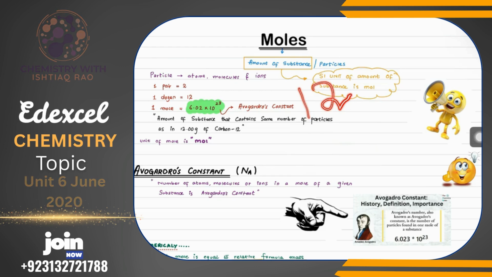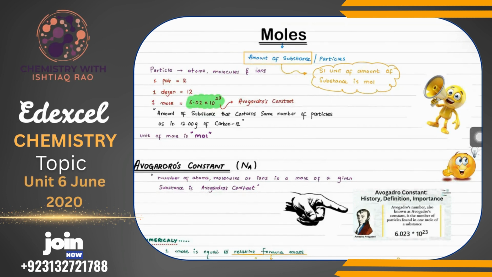Mole itself has no unit, but when you get your answers, you are supposed to write "mol" with your answer so that I can identify that it is the answer in moles. It's the amount of substance. Just like one dozen is equal to 12, one pair is equal to 2, one mole is equal to this many particles. This is called Avogadro's constant. There was a scientist named Avogadro. He told us that in one mole of a substance, this many particles are present. This is an accurate value.